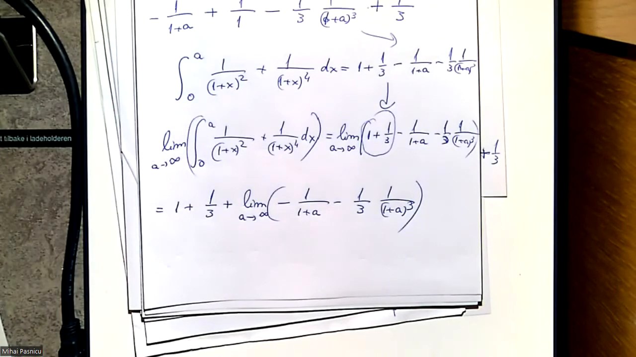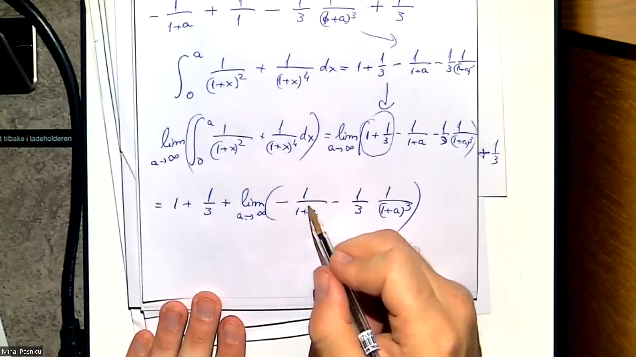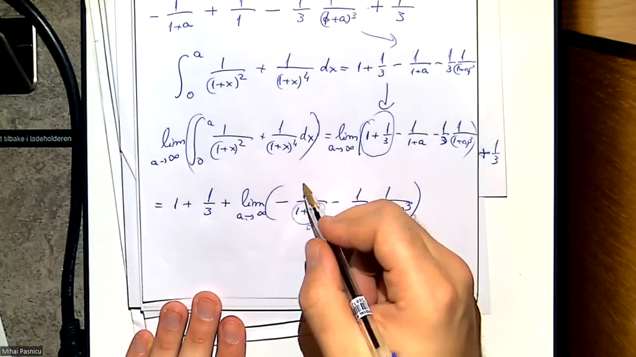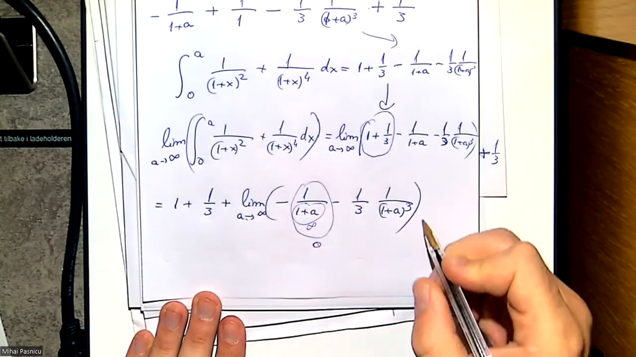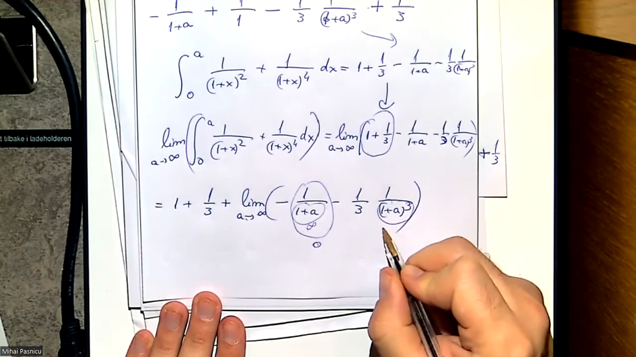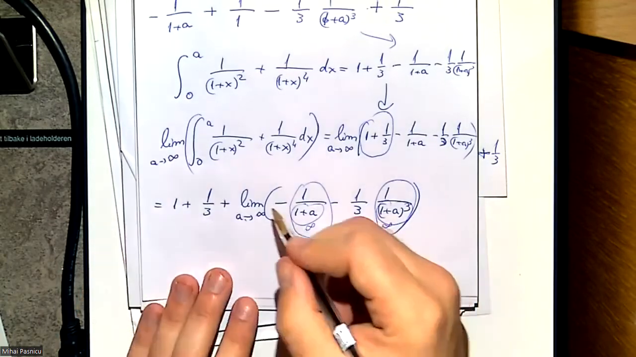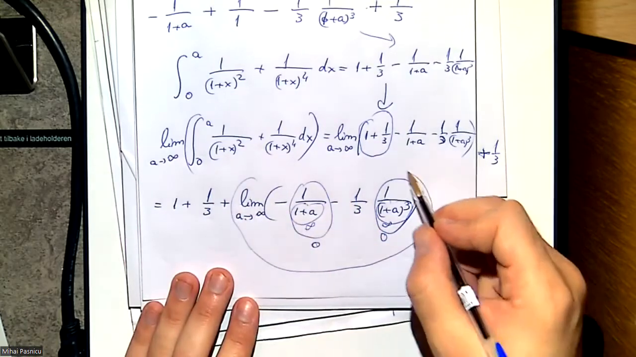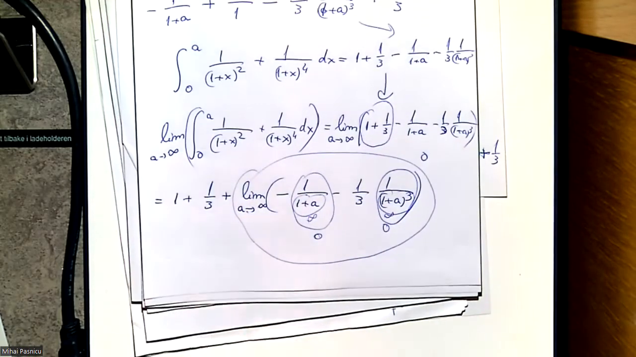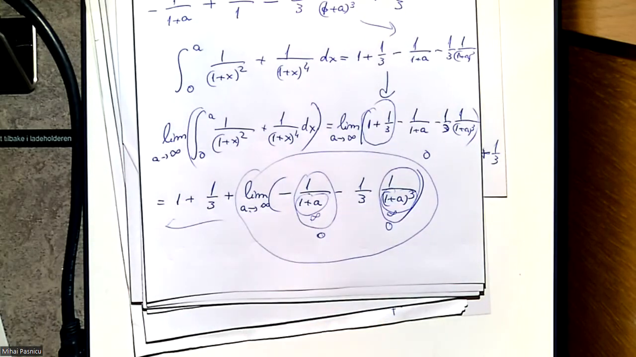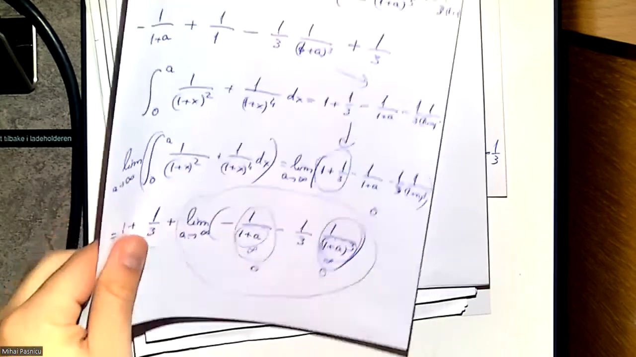Okay, now let's evaluate this. A goes to infinity, this goes to infinity, 1 over infinity goes to 0. This is infinity, this is 0, so this whole thing is 0. Okay, awesome. So we just got this. Now, I'll do one really small example to show you another limit.